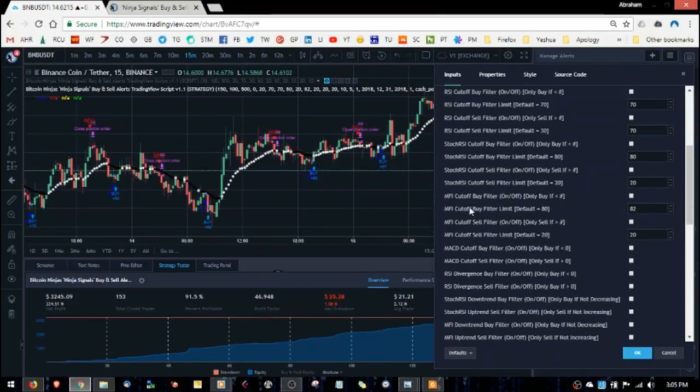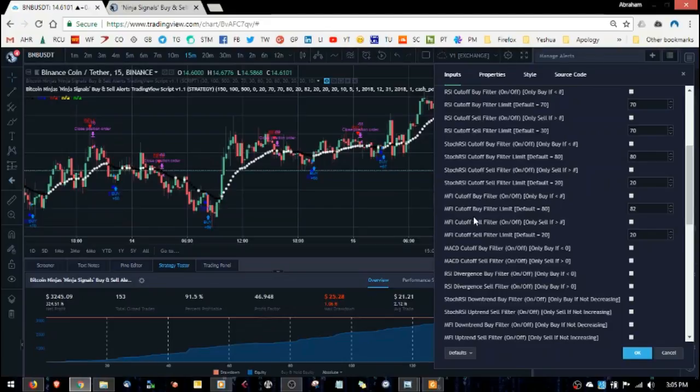Next up, we have our money flow index cutoff buy and sell filter. It works similar to relative strength index cutoff buy and sell filter. Money flow index is slightly different though. It represents the influx of money that's coming into a stock or security. So as we see a lot of selling happen and big sell-offs happening, you see the money flow index go down. And as a lot of people are buying and investing into a stock or security, we see the money flow index going up.